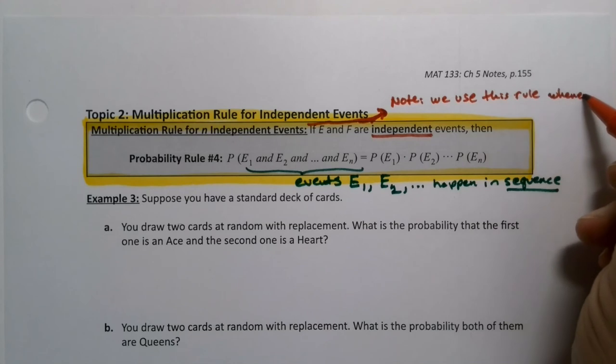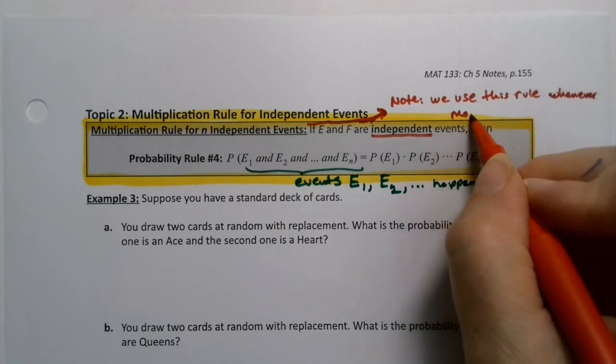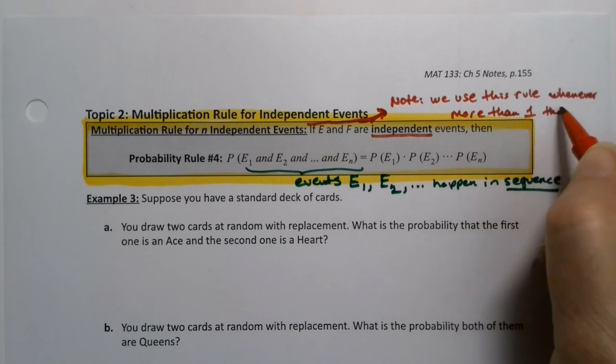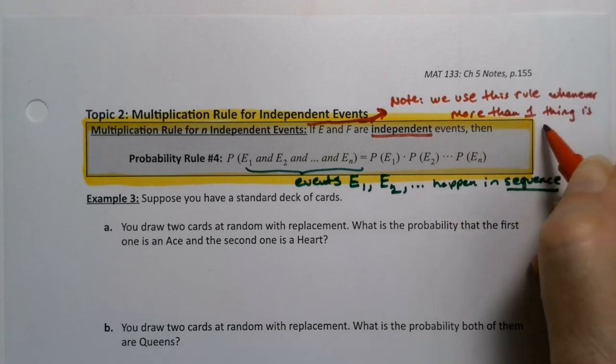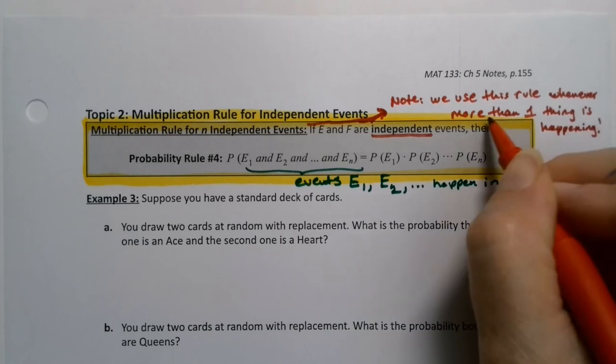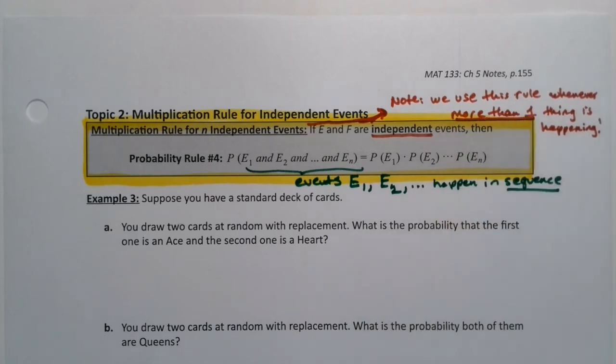Whenever more than one thing is happening or occurring. That's key, right? So if you have 3 cards or 3 rolls of the dice or 5 people being drawn from this group, more than one person, it will be in the multiplication rule. The multiplication rule will somehow be involved.